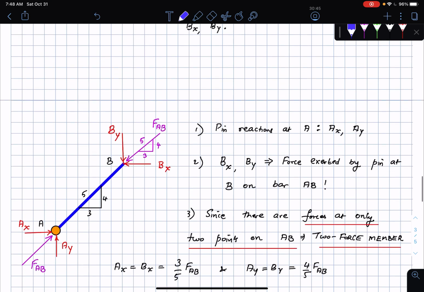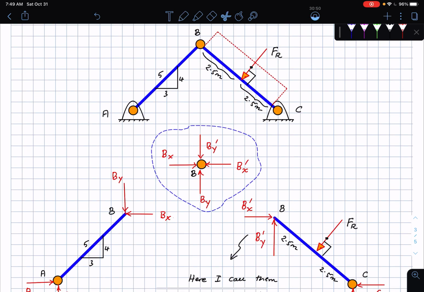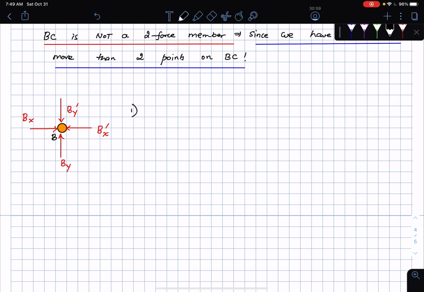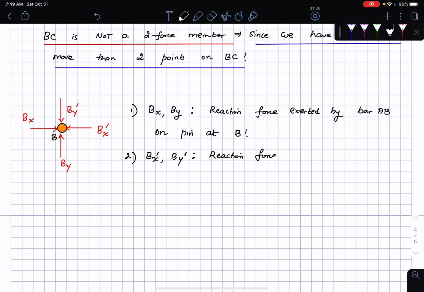Okay, all right. Then I grab the last figure that I have, which is the pin guy, and let's see what's going on here. Okay, so I'm going to copy that, and I'm going to bring that down here. Okay, so on the pin, I see two sets of forces. Okay, so this force Bx and By is a reaction force. This is the reaction force exerted by the bar AB on the pin at B, and then the force Bx prime and By prime, these are the reaction forces exerted by the bar BC on pin B. Okay, I hope this makes sense to everybody.